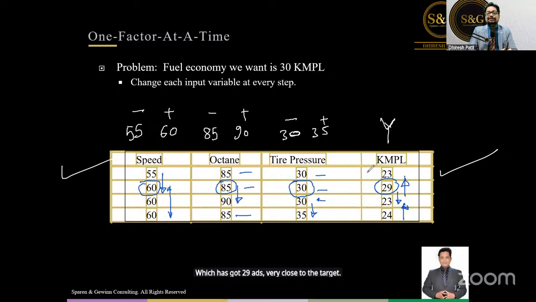Are you clear? Just give me yes in the chat box. So this way they have received the best kilometer per liter. Clear, everybody?